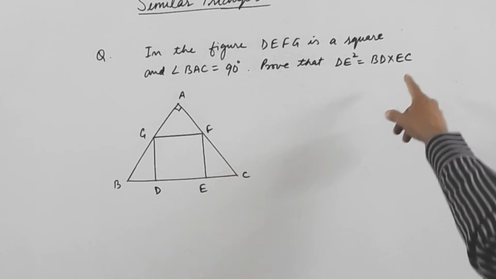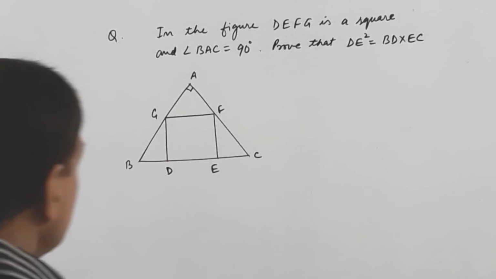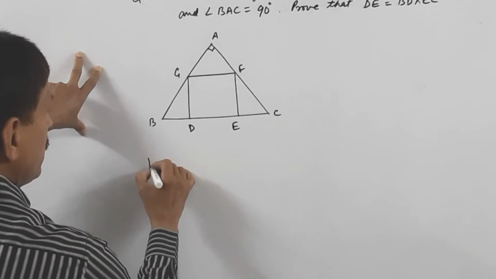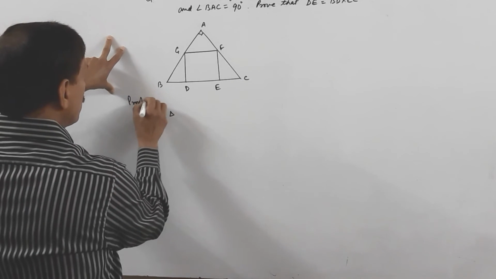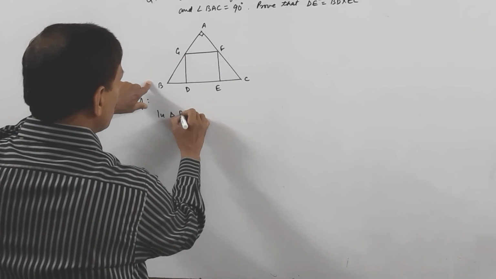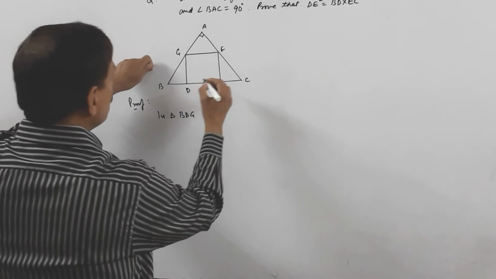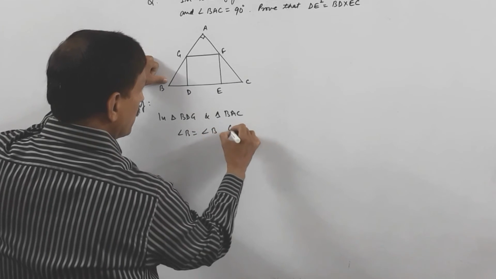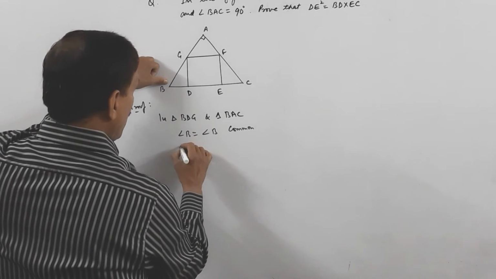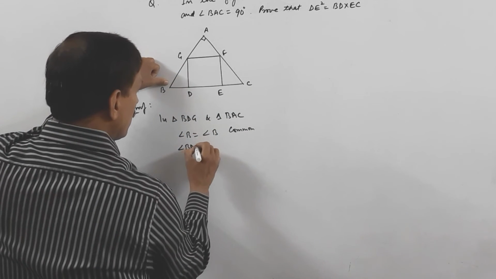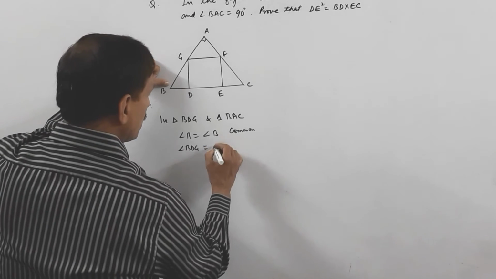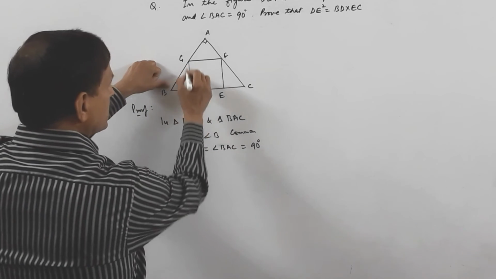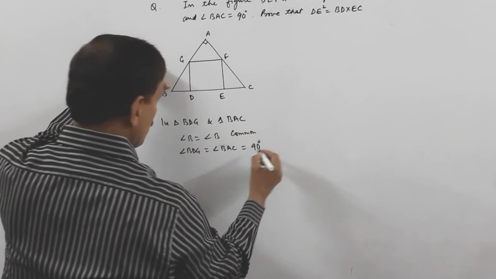In the next question, in the figure DEFG is a square and angle BAC is 90 degree. Prove that DE square is equal to BD cross EC. So DEFG is a square and BAC is right angle at A. In triangle BDG and triangle BAC, angle B is equal to angle B common, angle BDG is equal to angle BAC is equal to 90 degree, because this is square, so this angle is 90 and this angle is 90 degree.